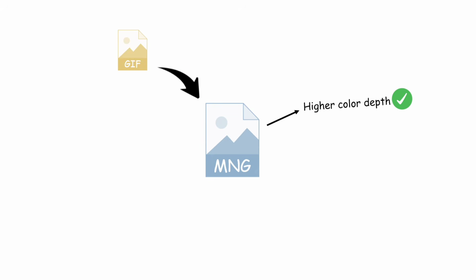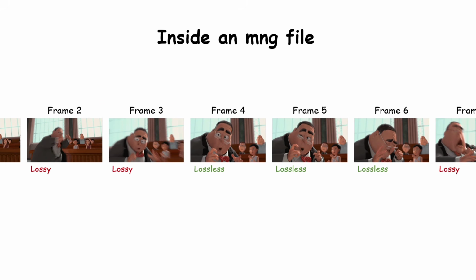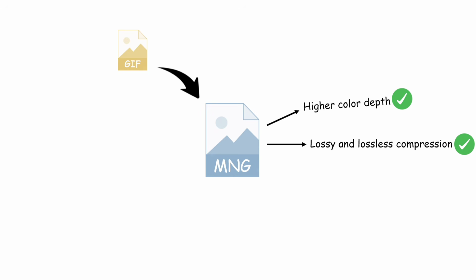The next difference between these two formats is in their compression method. GIF is a format with lossless compression, while MNG can be both lossless and lossy. In fact, each frame of it can have its own specific compression method. The third and most important difference between MNG and GIF is their animation structure.